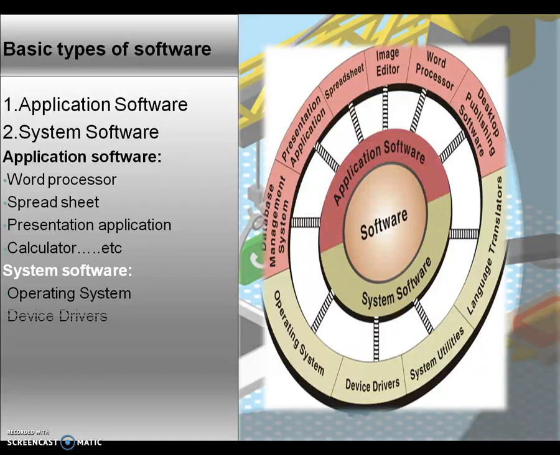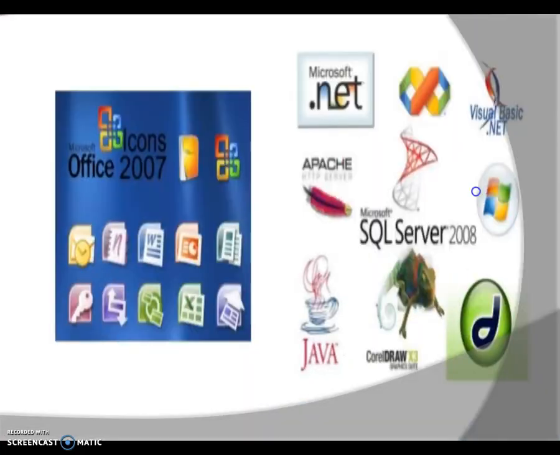And the system software are operating system. So the importance of operating system, as we know, it provides the interface between the user and the system. In the same way, device drivers are the software which provide the interface between the hardware and the system. And we have drivers for every hardware, and without drivers the hardware cannot run, and the system utilities.